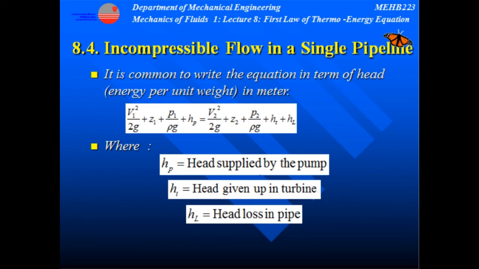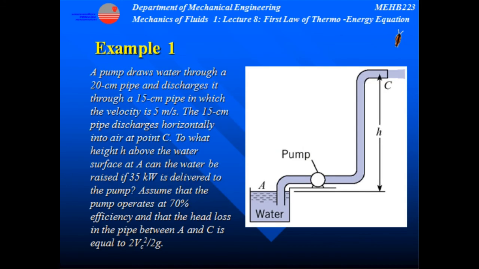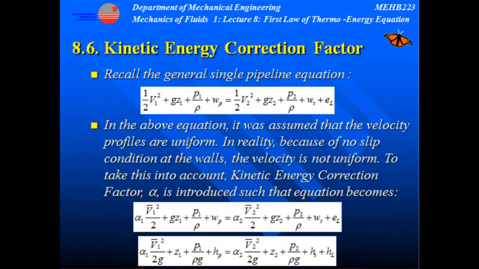So this is the equation. HP is the head supplied by the pump, HT is the head given out in the turbine, and HL is the head loss in the pipe. And the unit is in meters. Every single term here is in meters. This is the example that we are going to do in our online class next week on Monday.